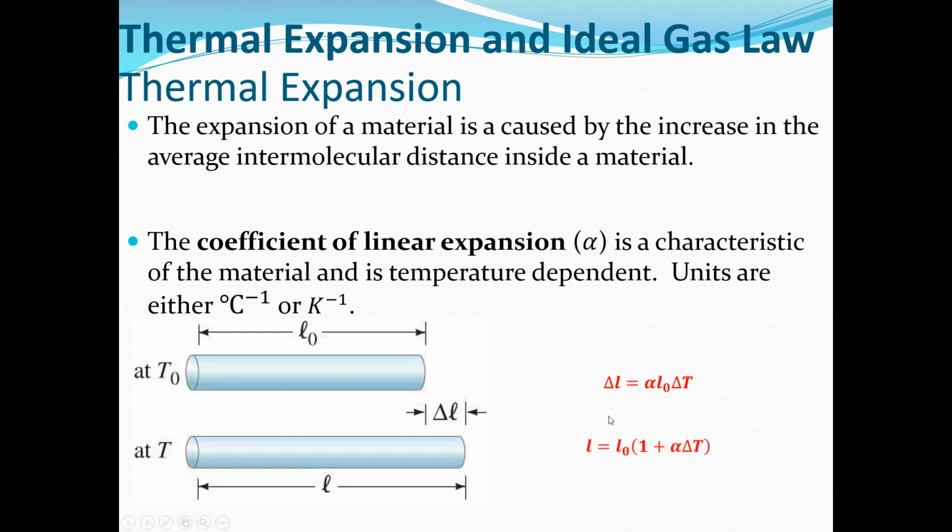Now we can rework this, separate the delta L into an L minus L naught, and rewrite it so it looks something like this. Again, two sides of the same coin. Choose the one that's set up for whatever you're looking for. If you're looking for the final length, this is what you'd want to use. If you want to find the change in temperature or the change in the length, this would be the one you use.